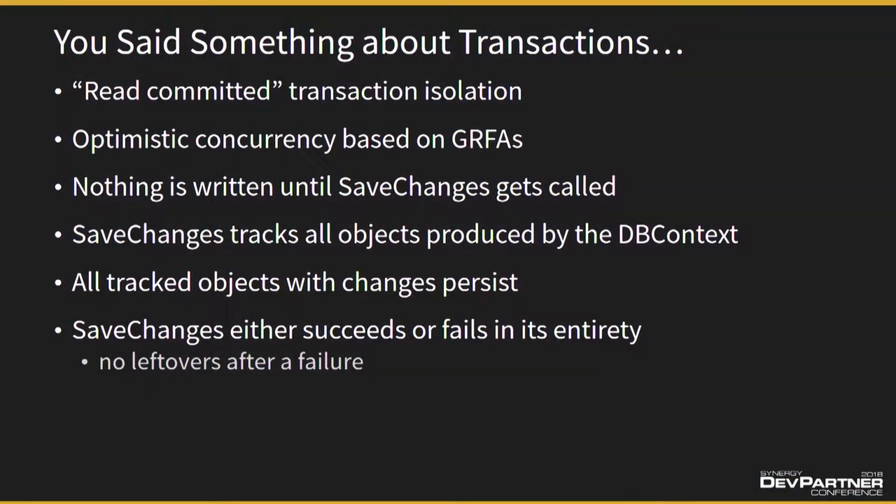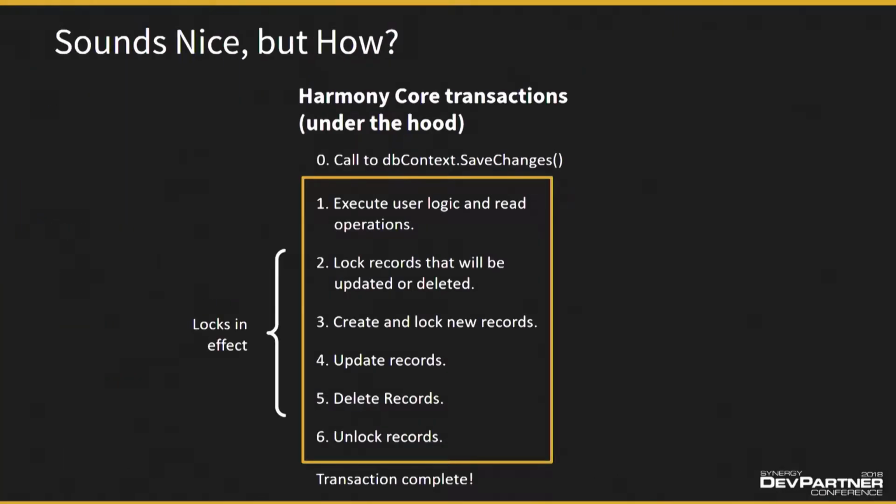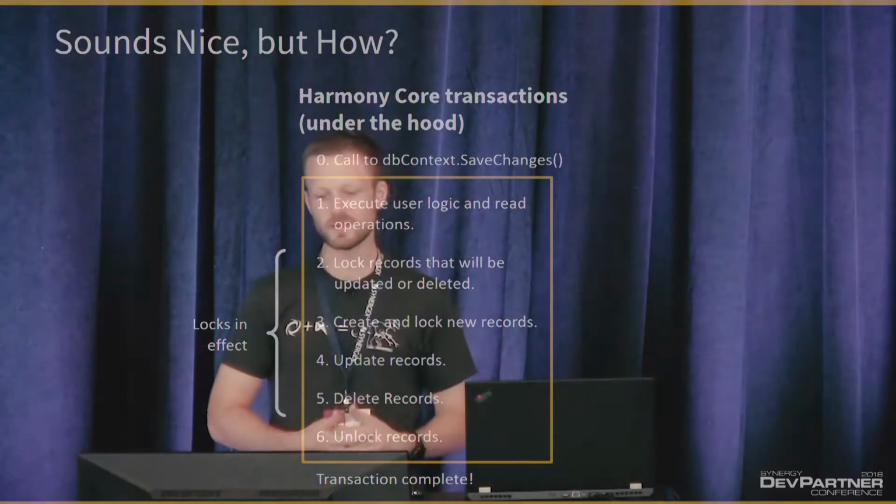There's no in between other than someone physically pulling the plug from your machine in the middle of a transaction. It will either succeed or it will fail. And if it fails, there's no leftovers. It didn't write things to the disk, or it cleaned up after itself if it did. Sounds nice, but how? How have we done this? I've spoken of dark magic. How did we actually do transactions with Synergy ISAM files?